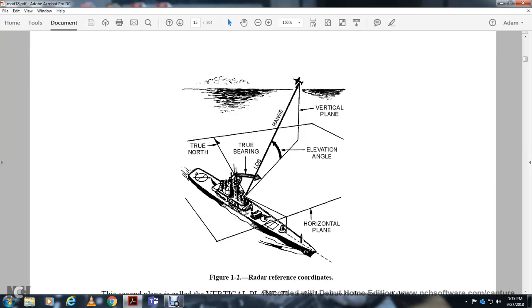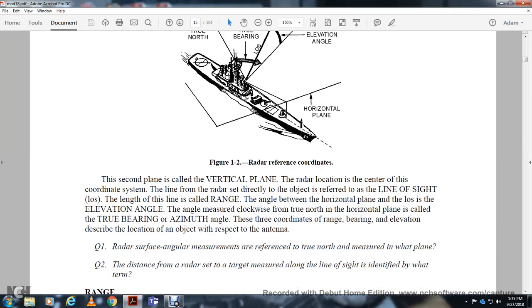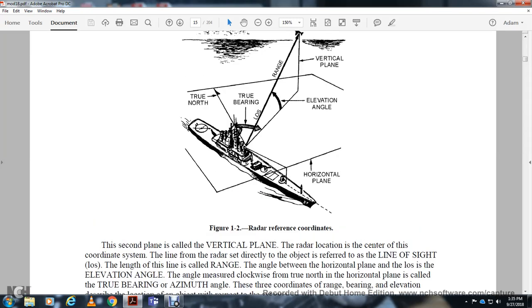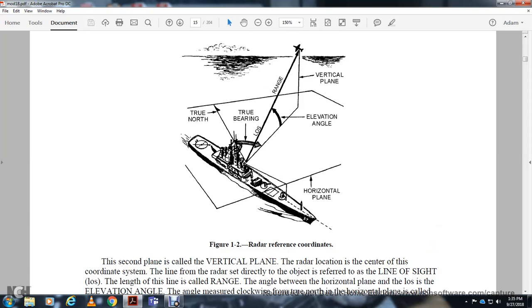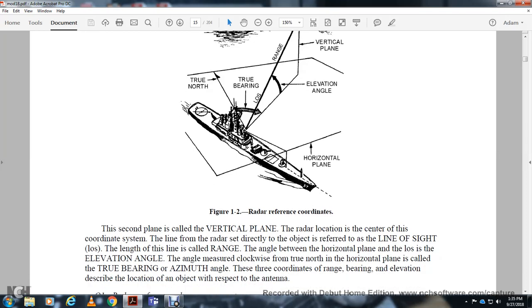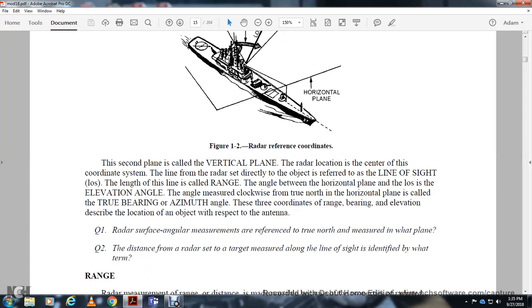This shows your radar reference coordinates: the true north, the true bearing, the range, the elevation angle, the vertical plane, and the horizontal plane. The second plane is called the vertical plane. The radar is at the center of the coordinate system, and the line along which the radar detects the object is referred to as the line of sight. The length of this line is called the range. The angle between the horizontal plane and the line of sight is called the elevation angle. The angle measured clockwise from true north in the horizontal plane is called the true bearing or azimuth angle. The three coordinates of range, bearing, and elevation describe the location of the object with respect to the antenna.